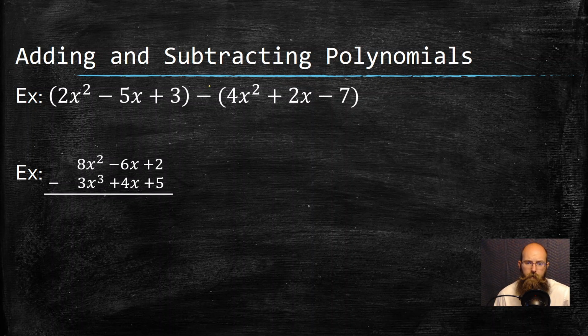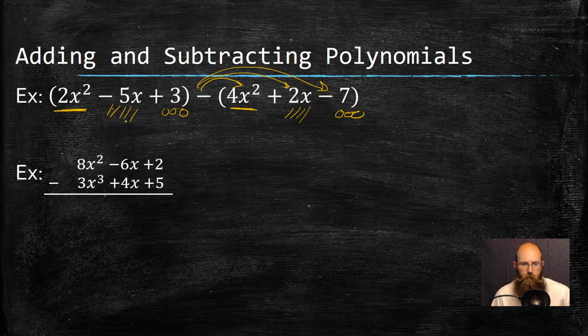Let's look over here. Difference is subtracting, right? Look at that subtraction sign in the middle. So I need to remember that that subtraction sign gets distributed to all of the parentheses past it. So 2x squared and 4x squared are like terms. Let's see, 5x and 2x are like terms. 3 and 7 are like terms.